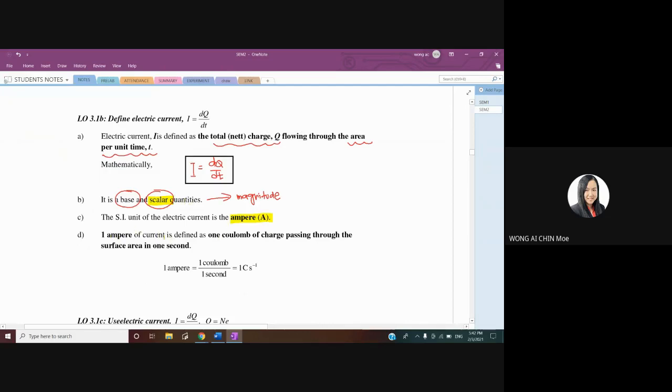1 ampere of current is defined as 1 coulomb of charge passing through the surface area in 1 second. So we can write it as 1 ampere equals 1 coulomb per 1 second. Where is it from? It's from this equation, I equals dq over dt. Q is the charge, so it's 1 coulomb. T is the time, so it's 1 second. So 1 ampere equals 1 coulomb per 1 second.